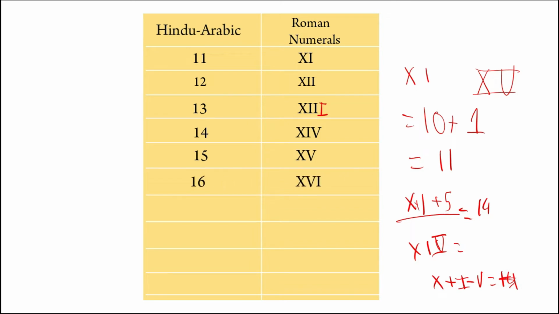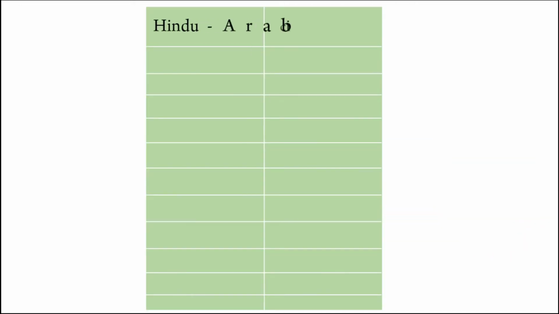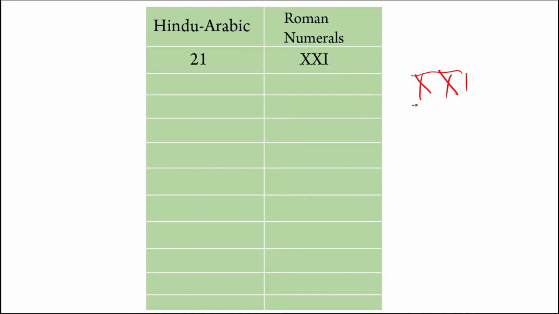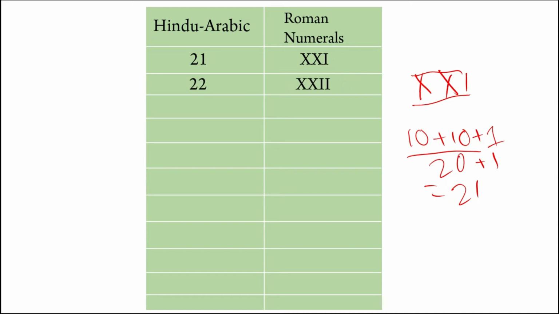Next is 16. 16 is XVI, 17 is XVII, 18 is XVIII, 19 is XIX, 20 is XX. Hindu Arabic and Roman numerals. 21 is known as XXI. That means X is 10 plus 10 plus 1. So 10 plus 10 is 20 plus 1 is 21. 22 is XXII. 23 is XXIII.